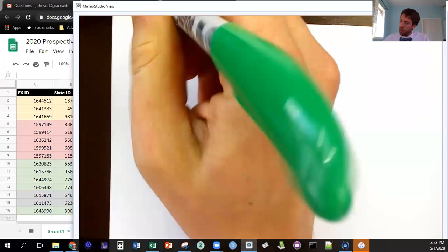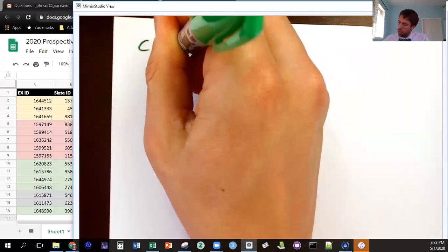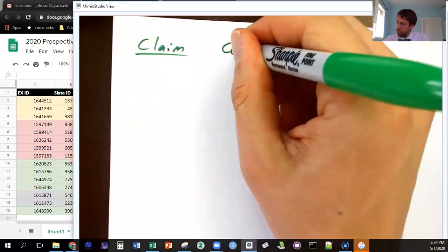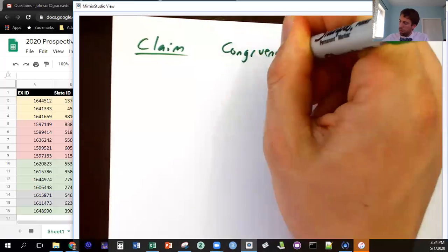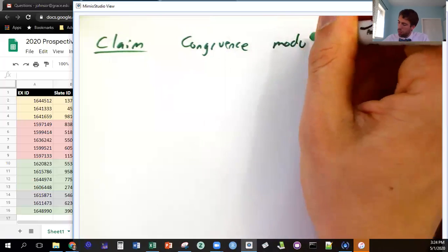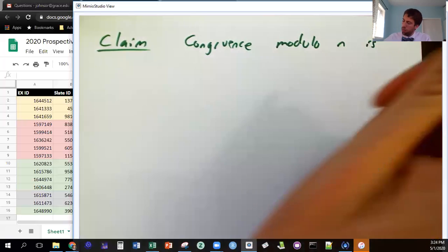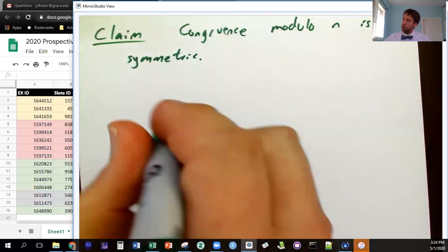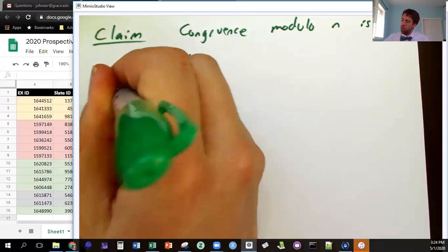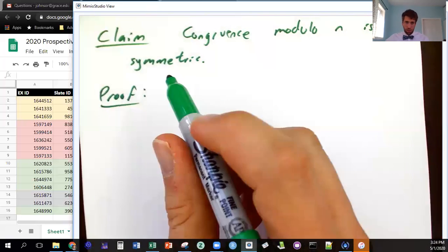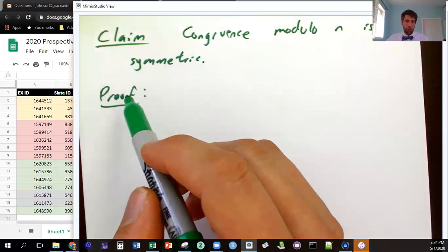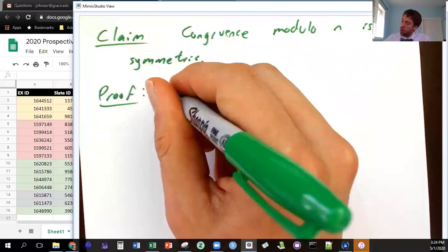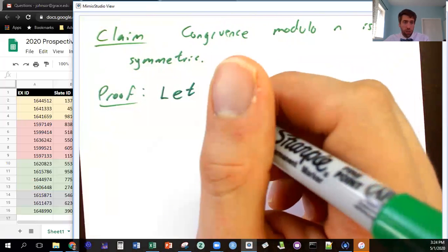All right, so claim: congruence modulo n is symmetric. All right, proof. It's always good to make your claim separate from your proof so you don't end up with something you're trying to prove in your proof. So what are we trying to prove? We're trying to prove the symmetric property.